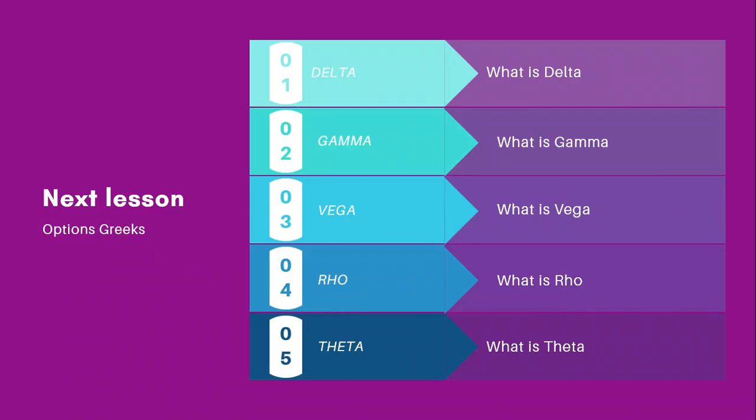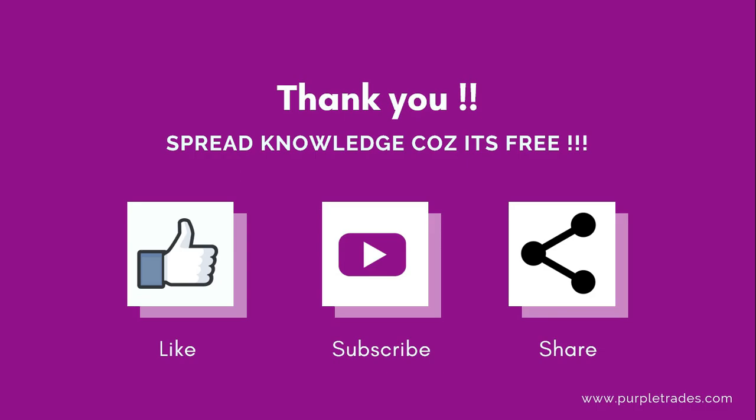The next lesson we are going to talk about option Greeks like delta, gamma, vega, theta, rho, all of this in detail. So I hope you like this video.